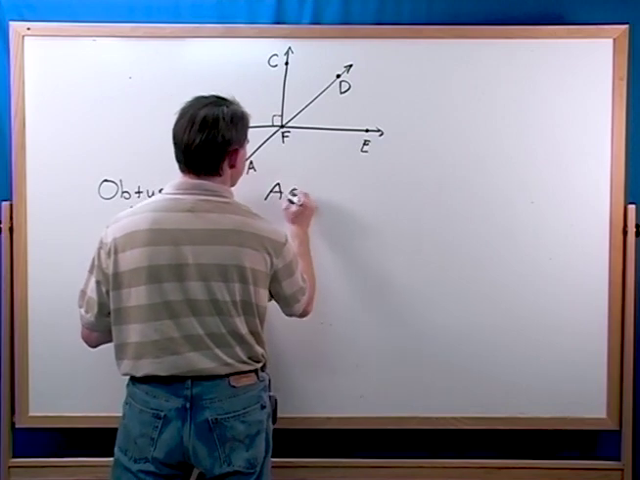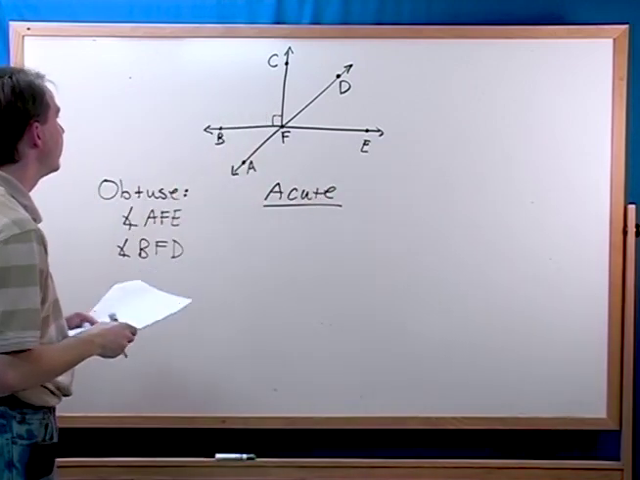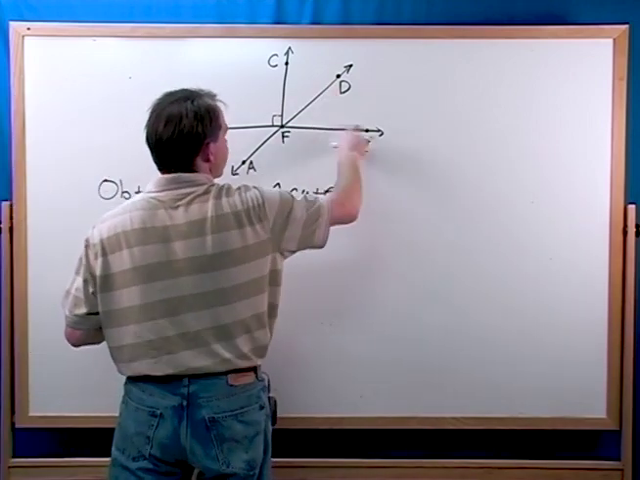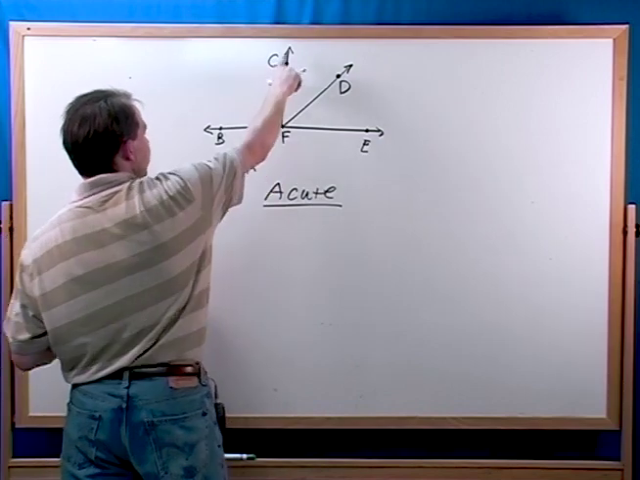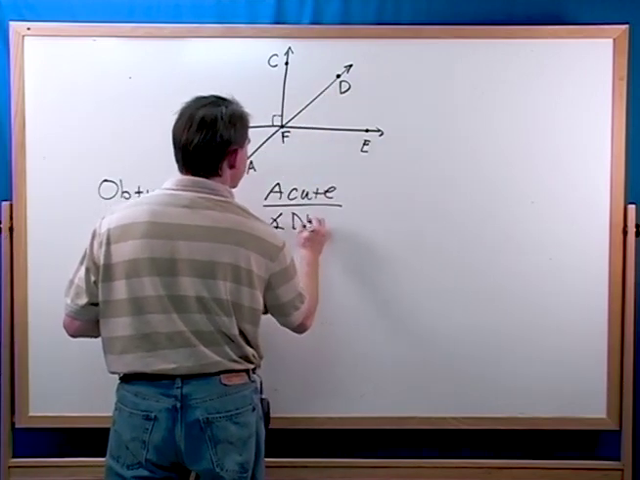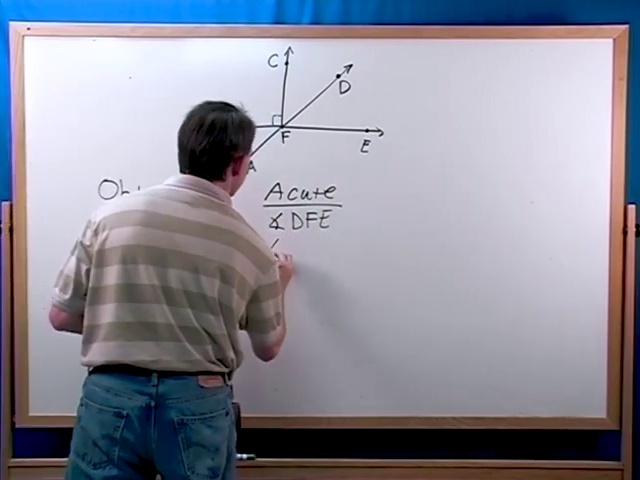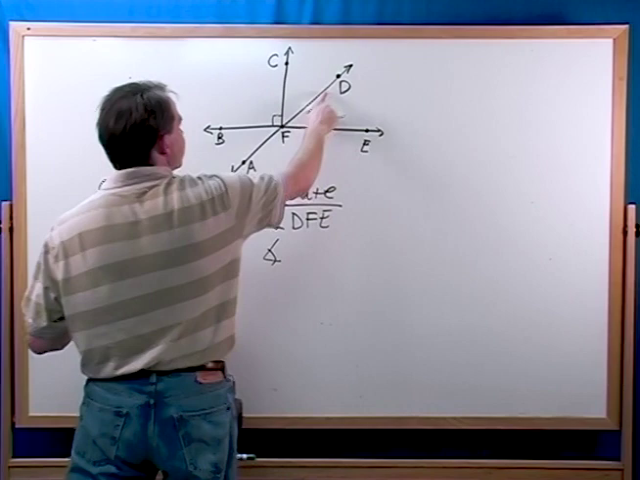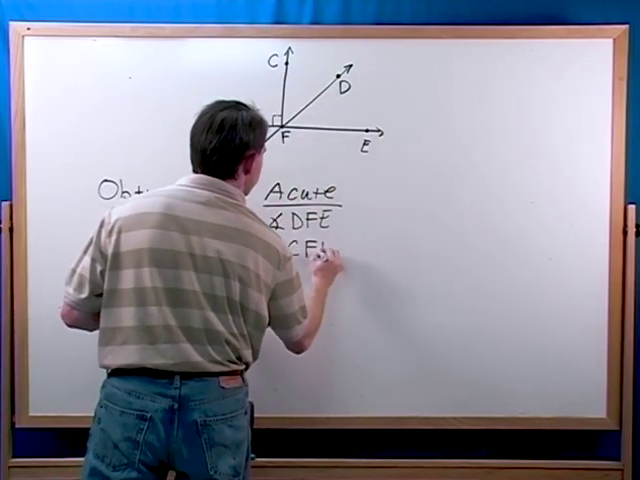So which ones are acute? Which ones are less than 90 degrees? Okay. Well, this is less than 90 degrees. You can tell by looking at it. I mean, this is up and down, perpendicular. This is 90 degrees, so this one's got to be less. So angle DFE is acute. Okay. Angle CFD, this angle right here, that's acute. That's less than 90 degrees.